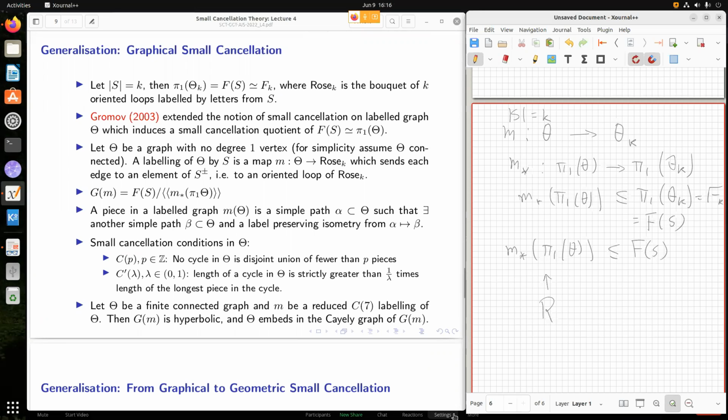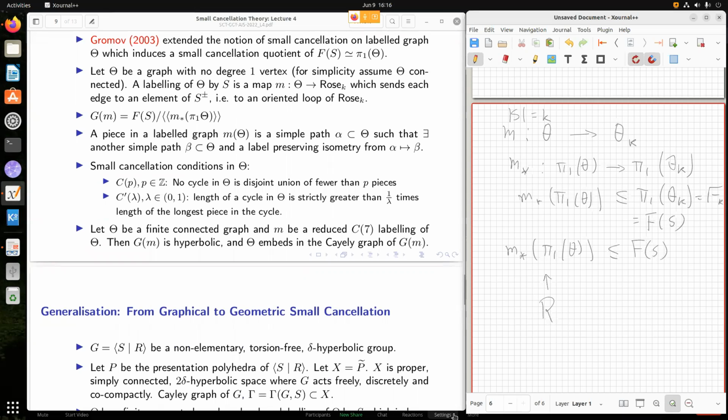Small cancellation condition in theta, how do we generalize that? Now C(p), it's very similar to the previous C(p) condition that we introduced. What was that C(p) condition? That no relator is, so each relator is a concatenation of at least p pieces, right? So no relator is a disjoint union of fewer than p pieces. So each one has to be at least p. It's saying the same thing. No cycle, that means no relator. No cycle in theta, that means no element in m star pi 1 theta, no cycle in theta is a disjoint union of fewer than p pieces.